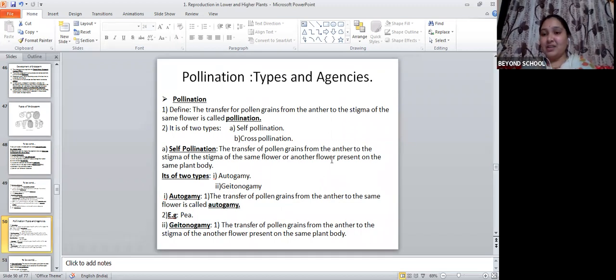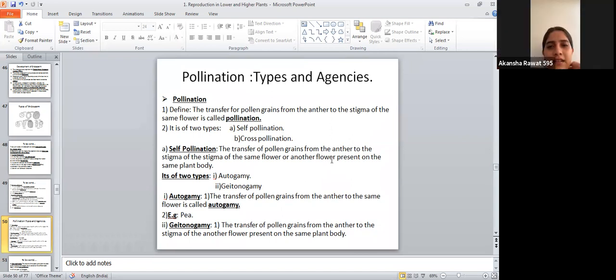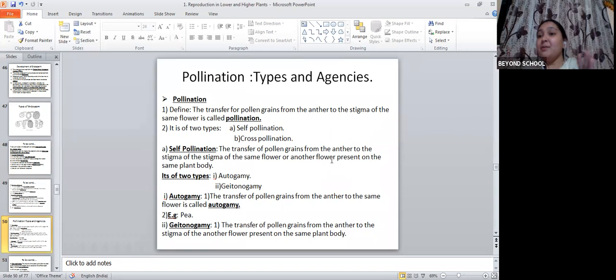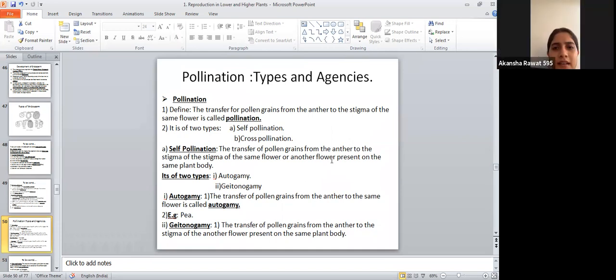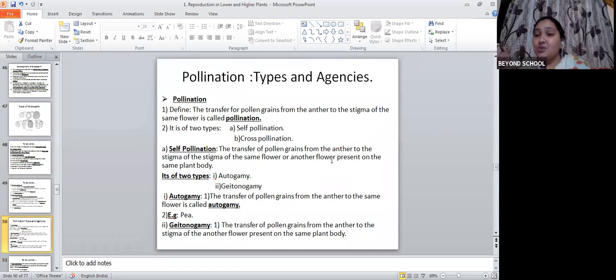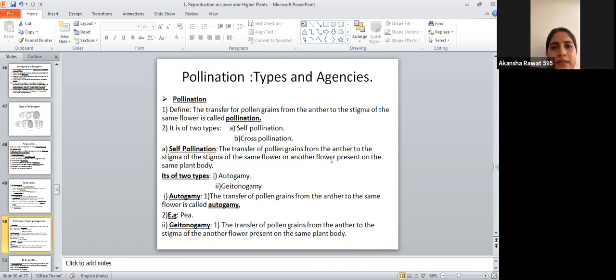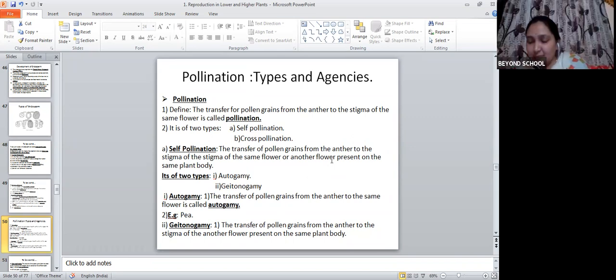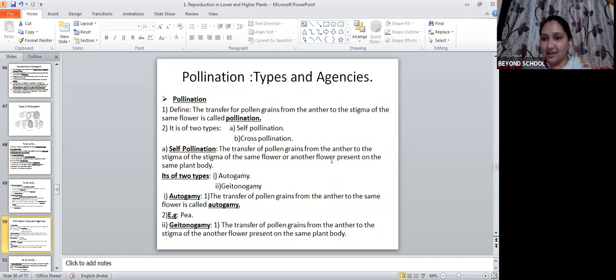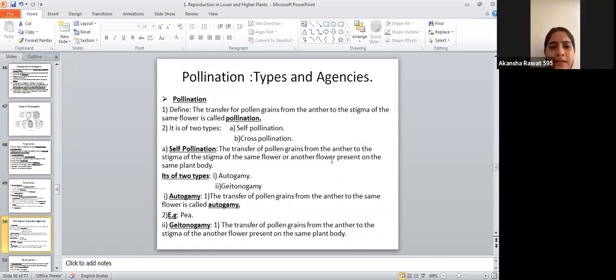What is the meaning of geitonogamy? The transfer of pollen grains from anther to stigma of another flower present on the same plant body. It is the same plant, but the neighboring flowers on the same plant, the flowers around, take part. There won't be just one rose on a rose plant, many roses will come. So they are present on the same plant body and distributing to the other roses also. Understood? The plant is the same, but pollination activity happens among the different roses. It is called geitonogamy.